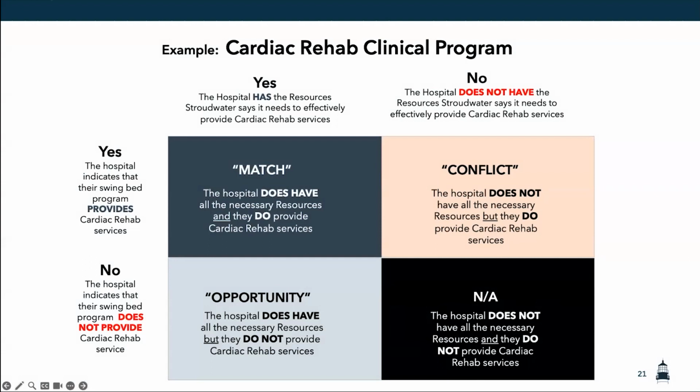A match is that you've indicated that you have a specific clinical program, such as cardiac rehab, and you provide all the resources that support cardiac rehab. Or it may be a conflict. You've indicated, yes, you provide the clinical program, but no, you don't have all the resources to support it. And then on the opportunity areas, you've indicated that you don't provide cardiac rehab, but you do have all the resources. And so opportunities are sort of that needle in the haystack.